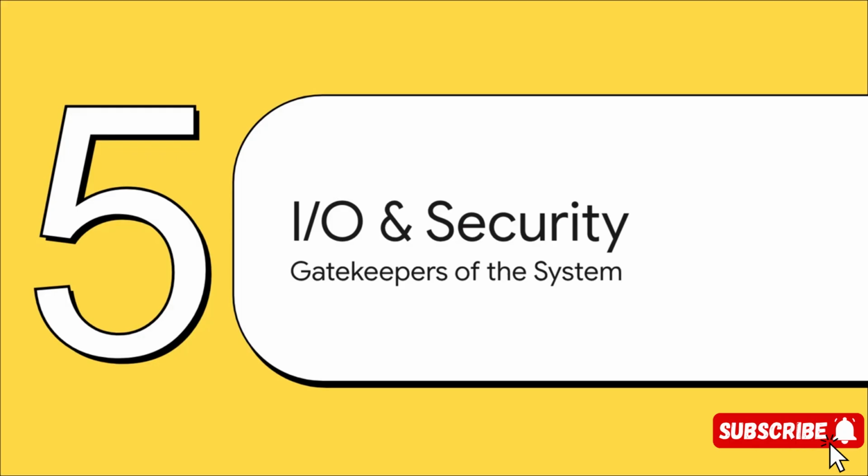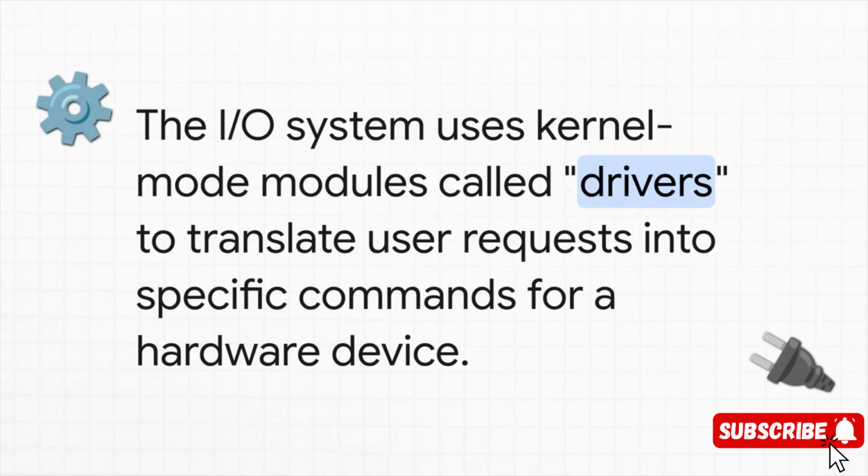All right, last stop on our tour, I/O and security. This is where it all comes together. How does the OS act as the gatekeeper for all your hardware? And how does it decide who's allowed to do what? These are two massive systems, but they are deeply connected. Every single time your app wants to touch hardware, whether it's reading a file from your disk or just moving the mouse, it can't do it directly. It has to make a request to the I/O system.